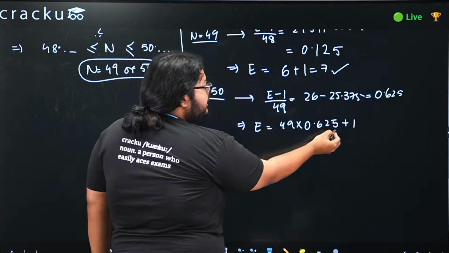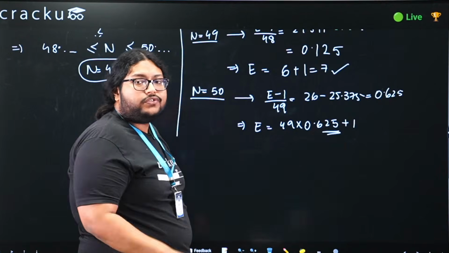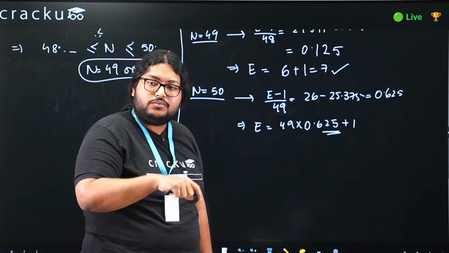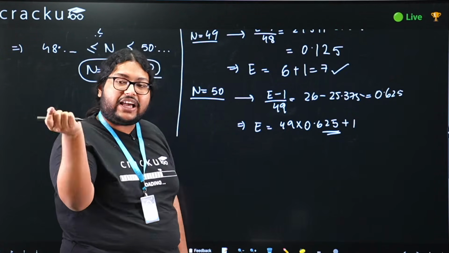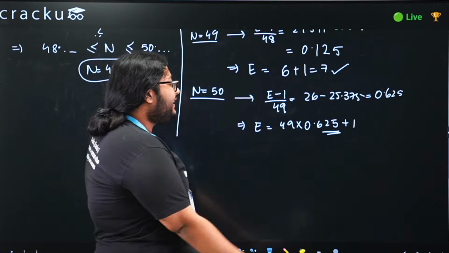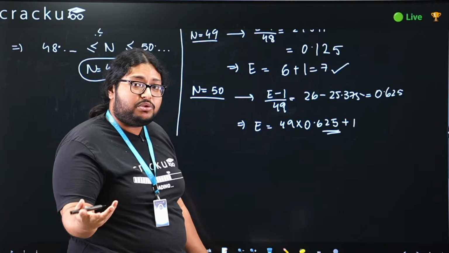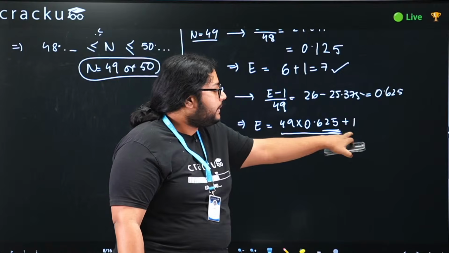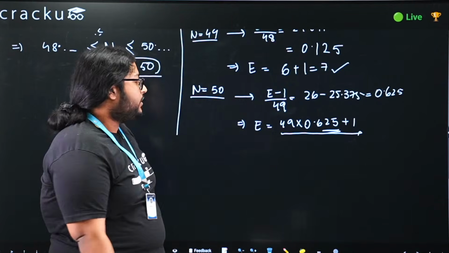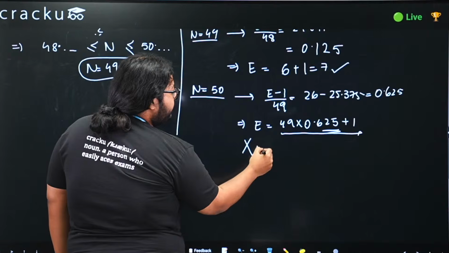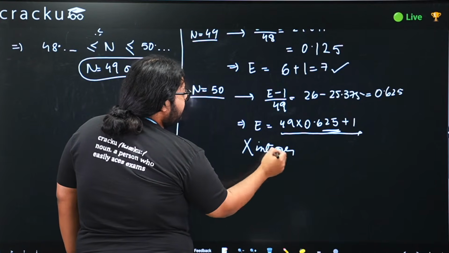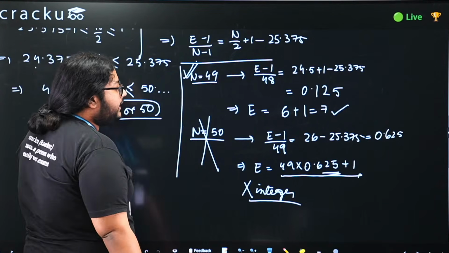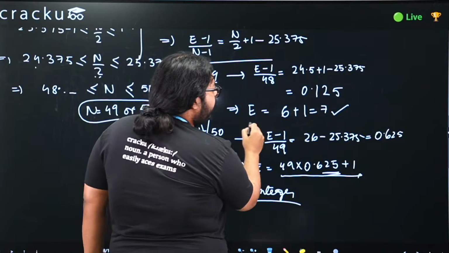We can very easily say that without having to calculate. Why? Because 0.625 ends with a 5. So for it to become a non-decimal, I need to multiply it with something that has a 2. Then we'll get a 5 and a 2 making 10, so the decimals shift. Here it is 49. No 2, just two 7s we have. So this will definitely not be an integer. So adding 1 also we will not get an integer. So we can say that N is not equal to 50, rather N is only equal to 49, and when N is equal to 49, E minus 1 value is 7.